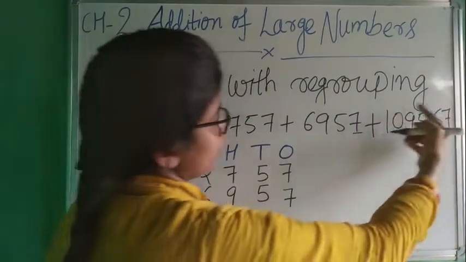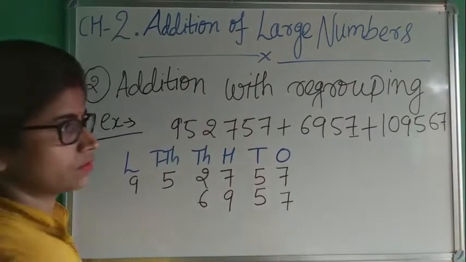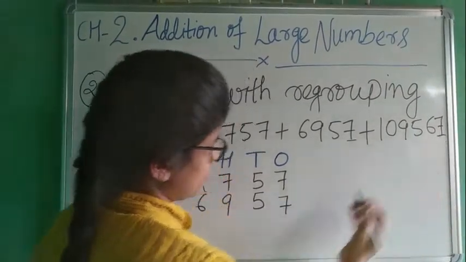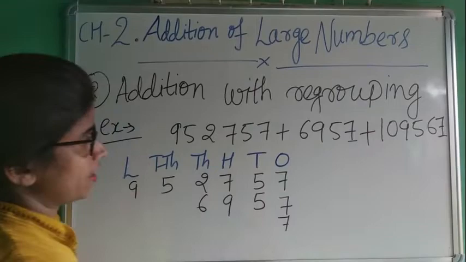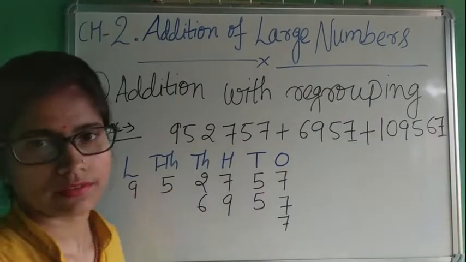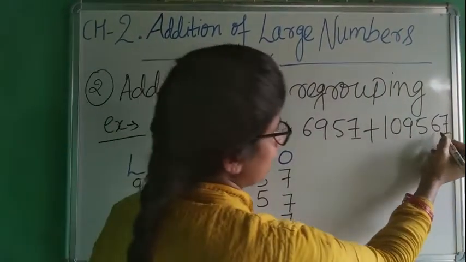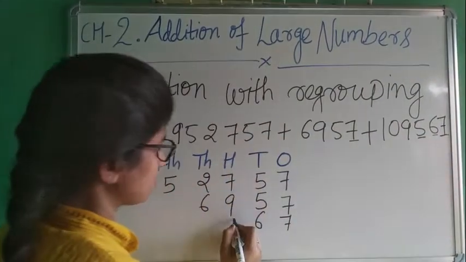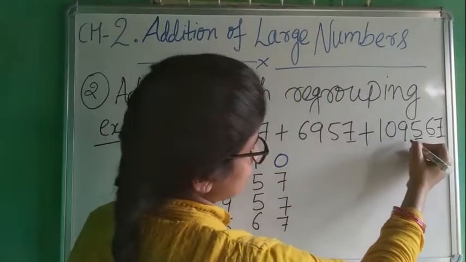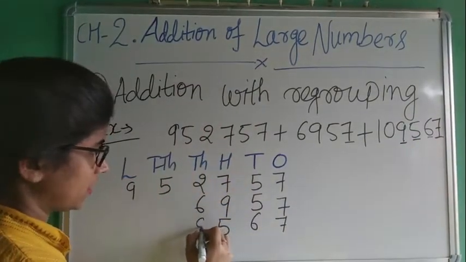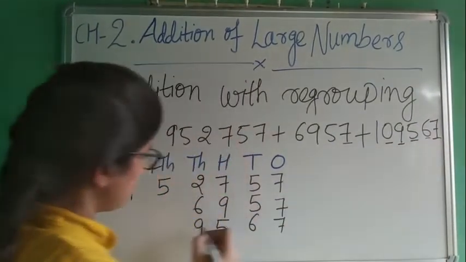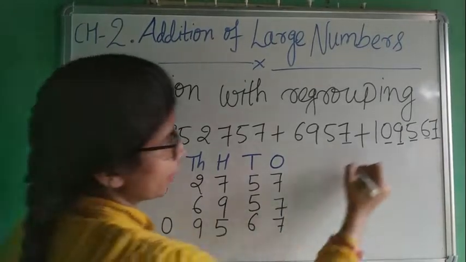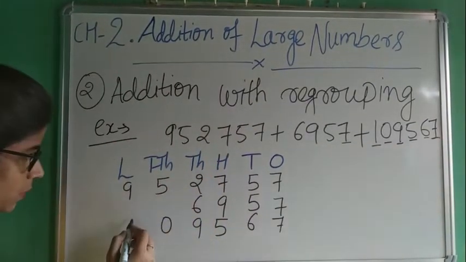Okay, come to the next number. At ones place 7. Every number you are having 7 at the ones place. Now at tens place 6. At hundreds place 5. At thousands place 9. At 10,000 place 0. And at lakh place 1.